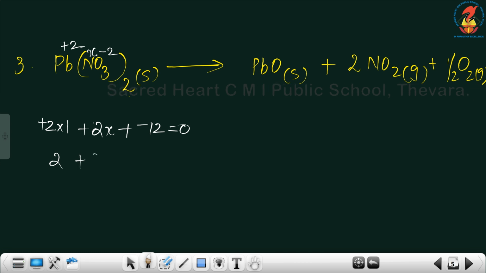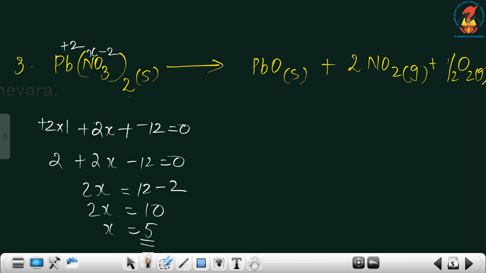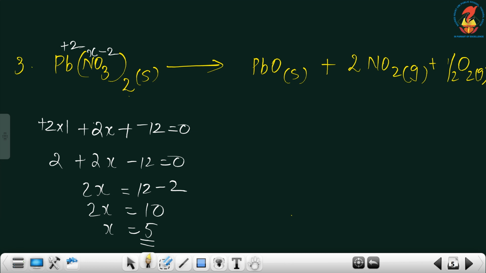So 2 plus 2X minus 12 equal to 0. So 2X equal to 12 minus 2, so 2X equal to 10. So X equal to 5. So the oxidation number of nitrogen we are getting here is +5.